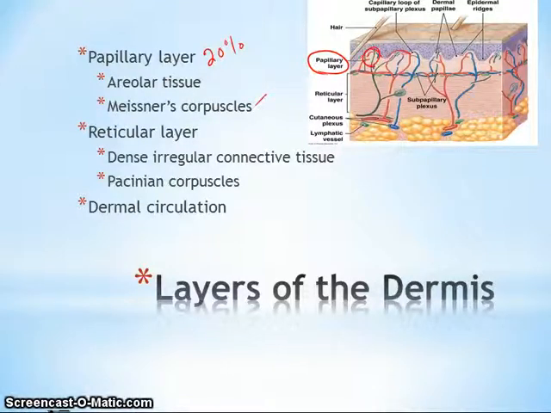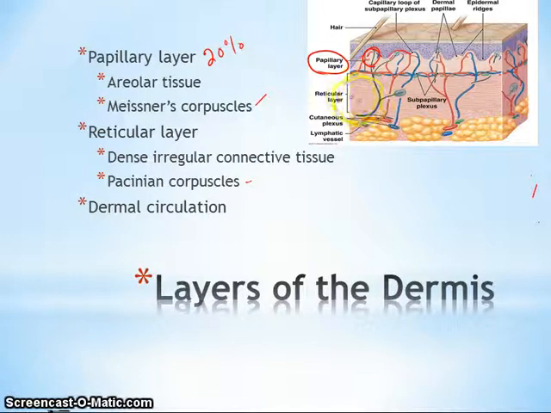Also located in the papillary layer are Meissner's corpuscles. These are nerve endings that we call receptors. They are sensing light touch and are located in the dermal papilla. The Meissner's corpuscles, along with the Pacinian corpuscles that we will talk about in a few minutes, are providing some of the innervation that we will see in the dermis.